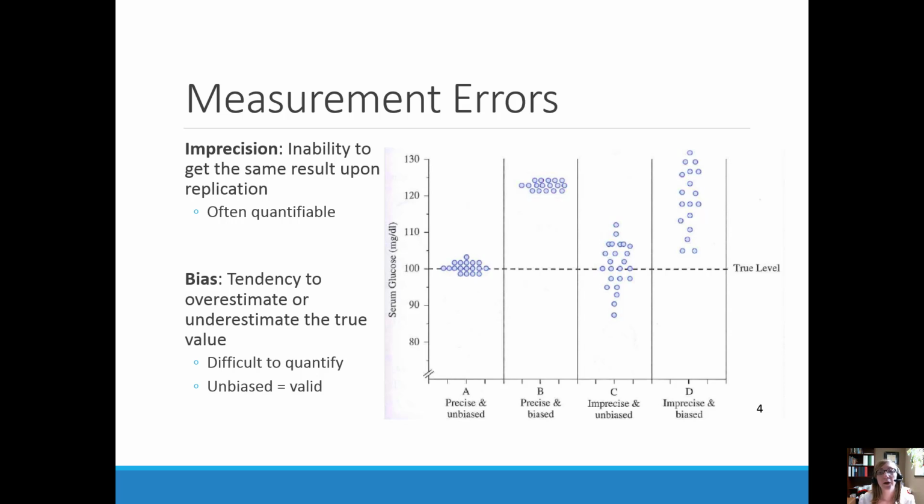However, even if our measurement is imprecise and unbiased, the third option, we can still get an estimate of what the true serum glucose level is. However, if our measurement is biased, the second or fourth option, we have no sense of what the true serum glucose level is. Therefore, it is worse to have bias as a measurement error than to have imprecision as a measurement error, though we would prefer to have neither.